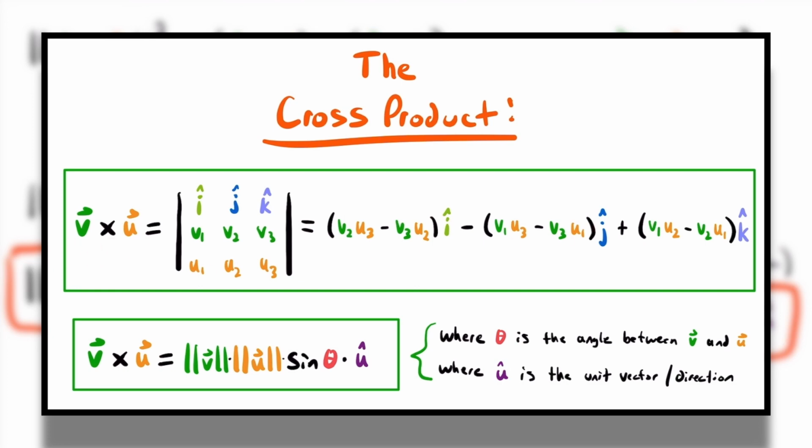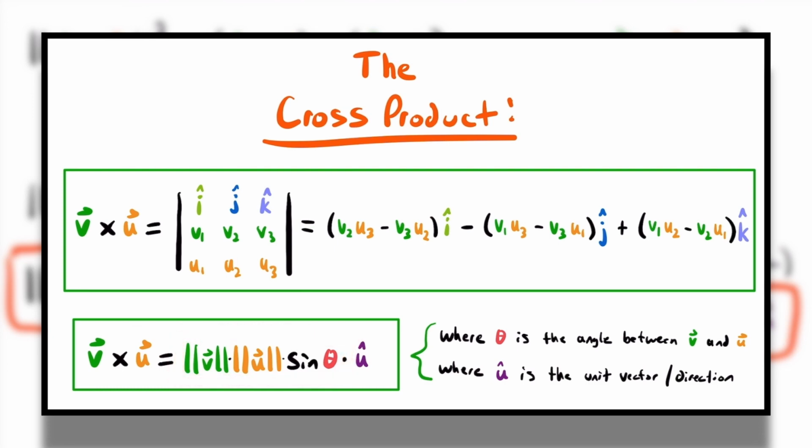Or if you happen to know the angle between those two vectors, the magnitudes of those two vectors, and the unit vector that describes the direction of that cross product, then you can find it this way by multiplying the magnitudes by sine of that angle times that unit vector. Okay, so these are the two formulas that you want to know in order to calculate the cross product. And of course, as a byproduct of this formula right here, the magnitude of vector v cross vector u would just be this portion of the formula.